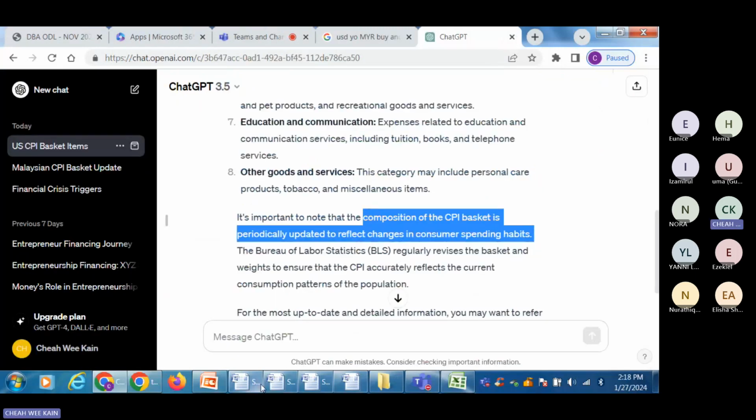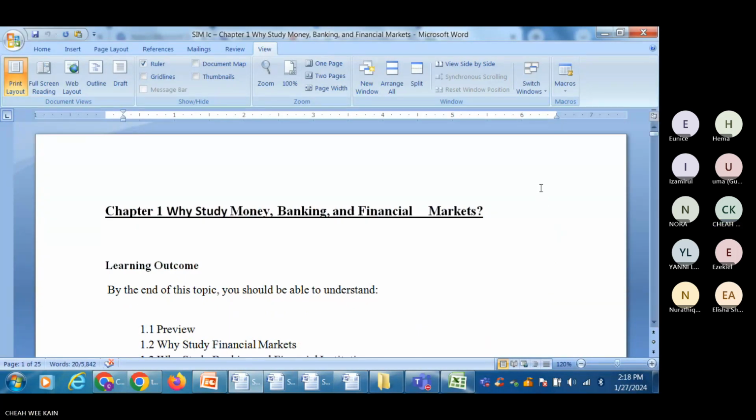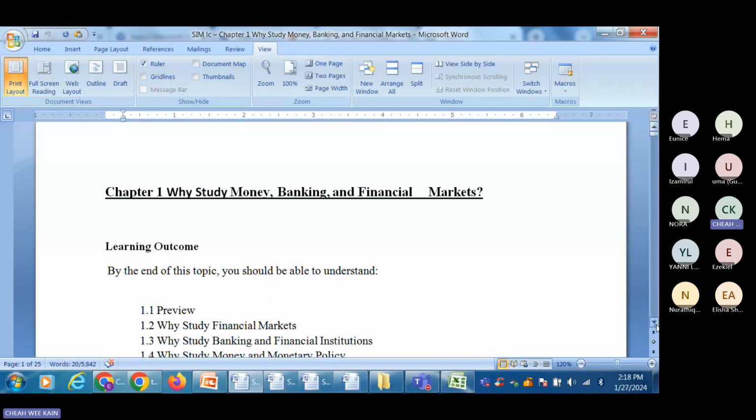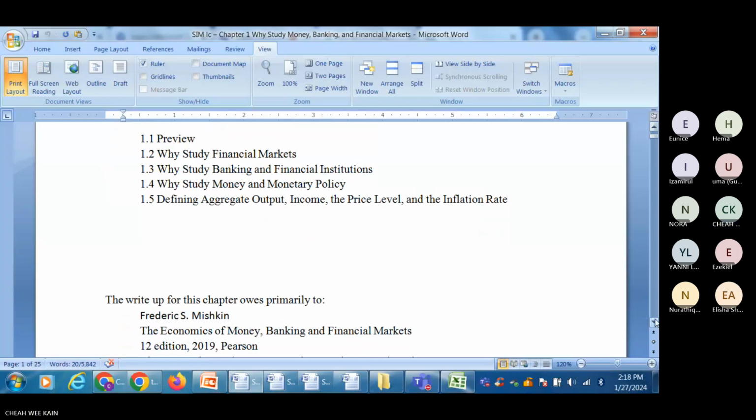Okay, so now let me summarize for you all. Why must you study financial markets? Because it has implications for you. Whether the bank wants to raise or reduce the interest rate, when should you borrow money and how much should you borrow, right? And this is important to understand. You should also study banking and financial institutions, because you should be able to take advantage of any situation in the market.